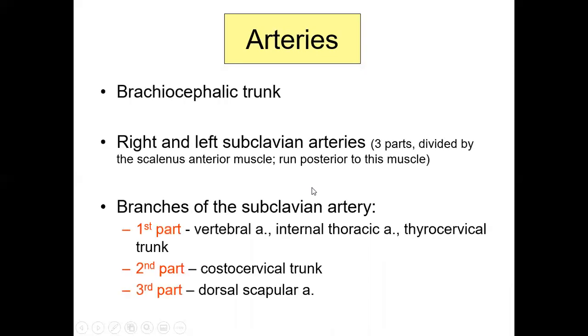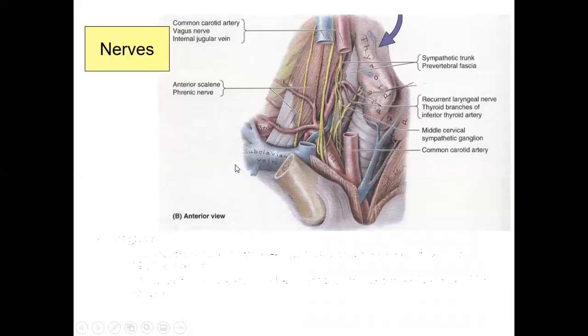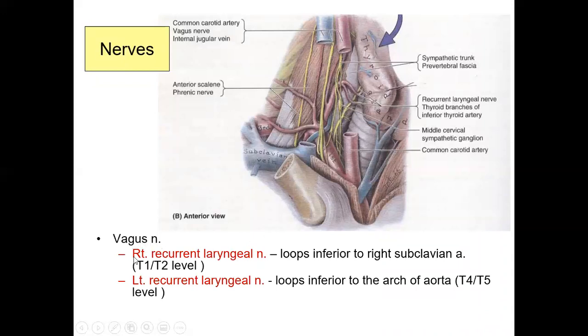For the arteries that are present, we have the brachiocephalic trunk, the right and left subclavian arteries, and the branches of the subclavian artery. And then there are the veins, which you can see on your own. And for the nerves, we have the vagus nerve, the right recurrent laryngeal nerve, and the left recurrent laryngeal nerve, on the right and also the left. These are the branches of the vagus nerve, the recurrent laryngeal nerve.